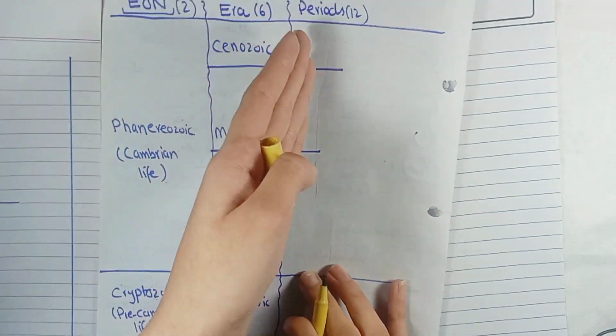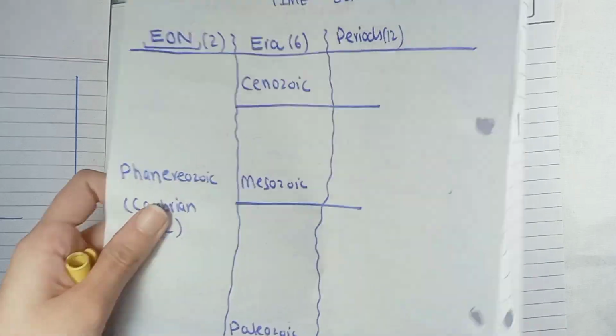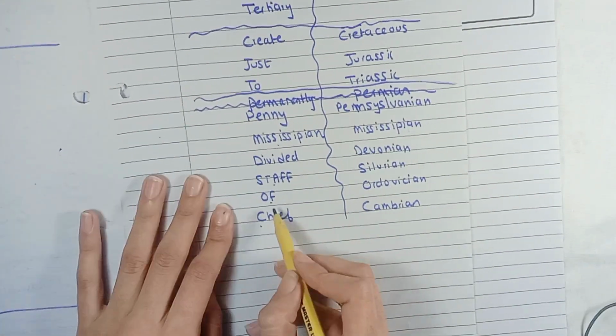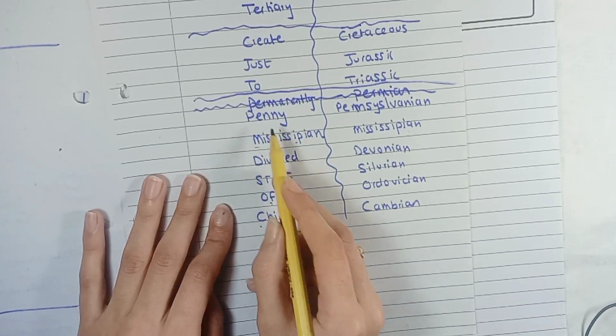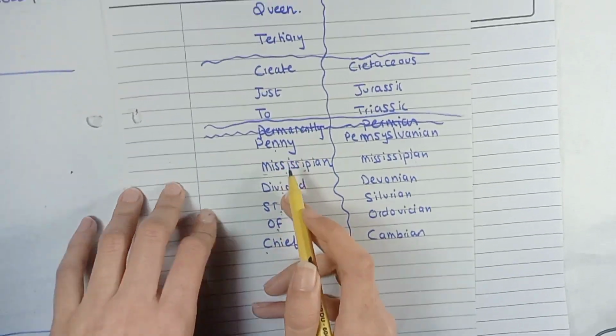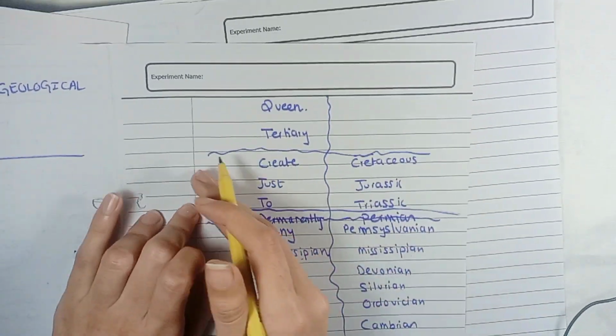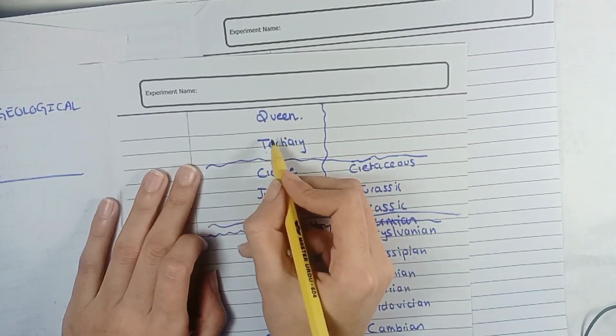How are you going to learn these 12 periods? Here is the trick to remember them. You will learn it as: Chief of Staff divided Mississippian penny permanently. Then you will draw a line to just create. Then again a line to just create Tertiary Queen.